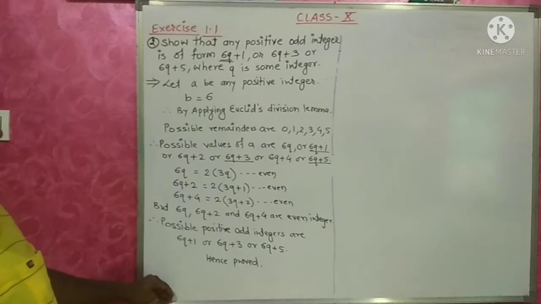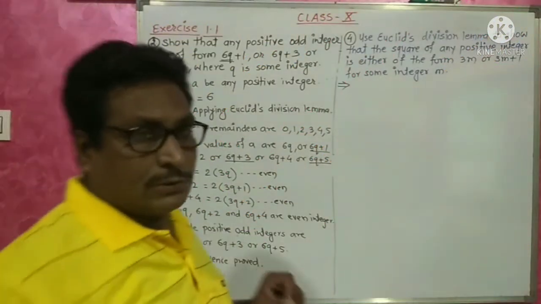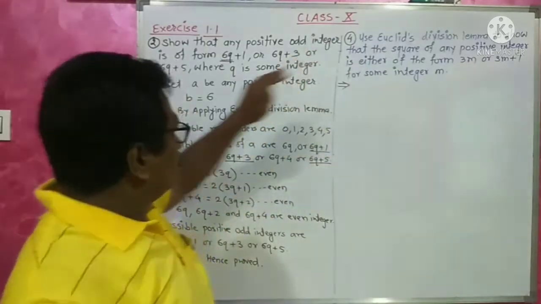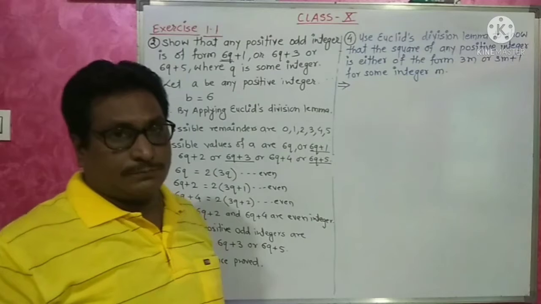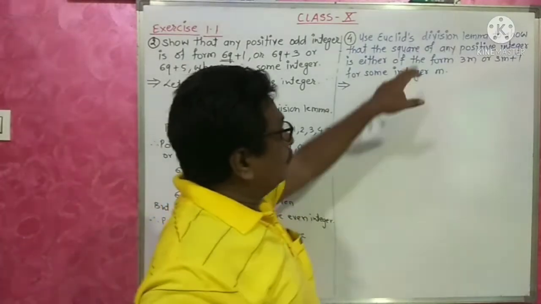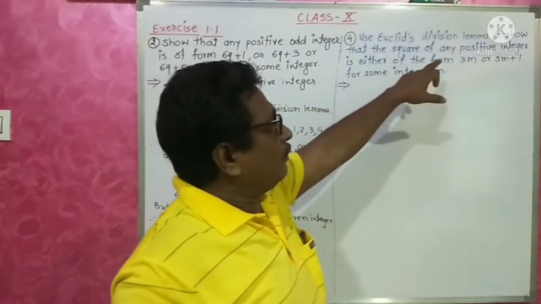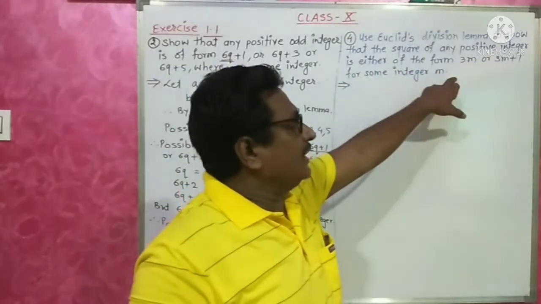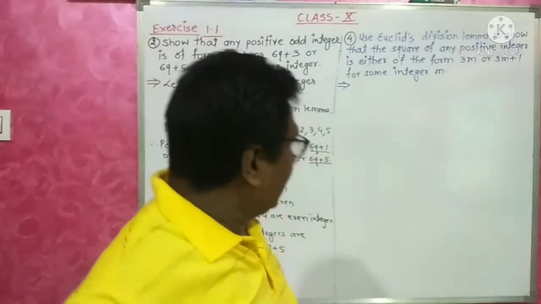Now we will go on to the next question. Now the fourth question. The third question we will discuss afterwards, since similar questions we will cover first. So now the fourth question. What is given in the fourth question? Use Euclid's division lemma to show that the square of any positive integer is either of the form 3m or 3m plus 1 for some integer m.